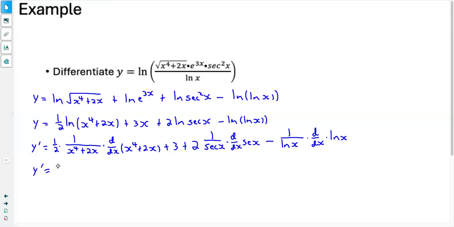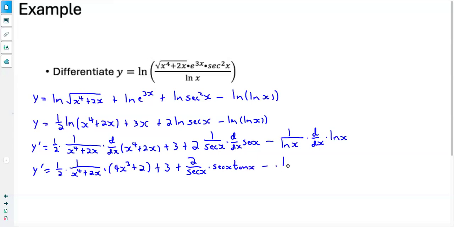So this becomes y prime is equal to 1/2 times 1 over x to the power 4 plus 2x times 4x cubed plus 2, plus 3, plus 2 over secant x times the derivative of secant x, which is secant x tan x, minus 1 over the natural logarithm of x times the derivative of the natural logarithm of x, which is 1 over x.